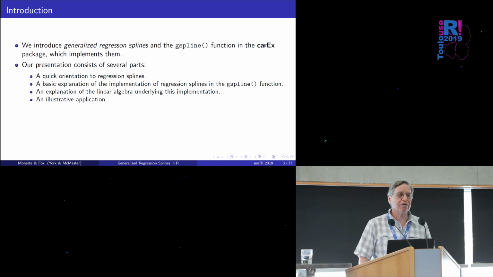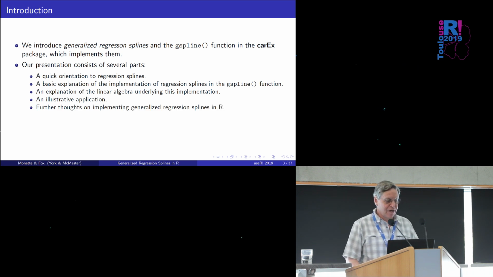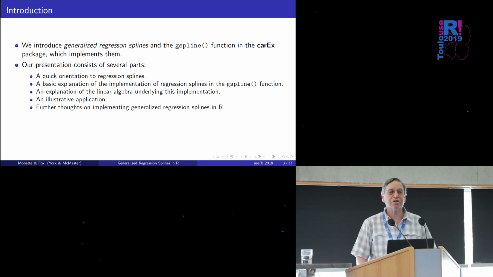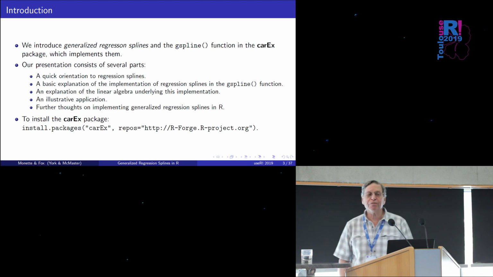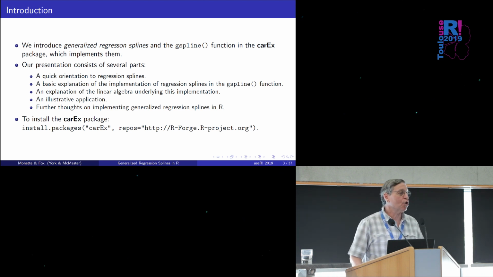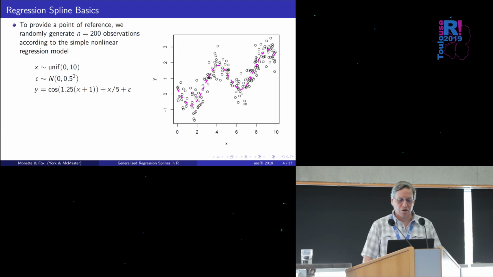I'll show you an illustrative application to data on unemployment rates in Canada, including the period of the financial crisis in 2008. And finally, assuming that I get to it, I'll explain some of the other things that we have in mind for implementing generalized regression splines. Okay, if you want to try this out for yourself, the CarX package isn't on CRAN, but it is on RForge. So you can install it from RForge.